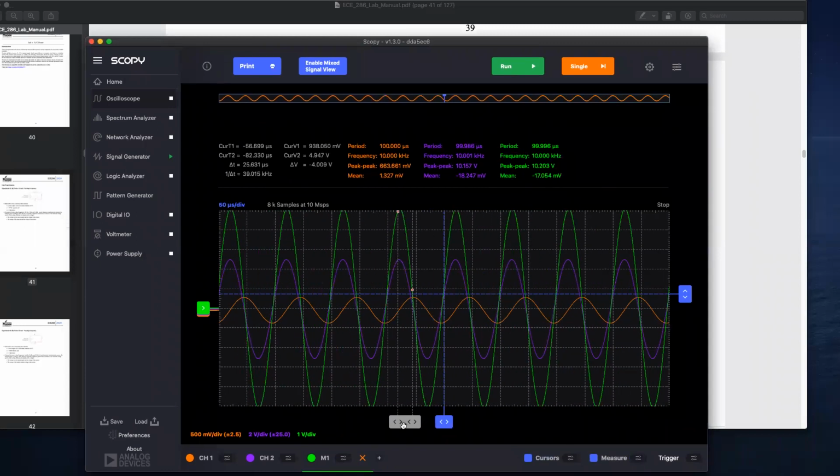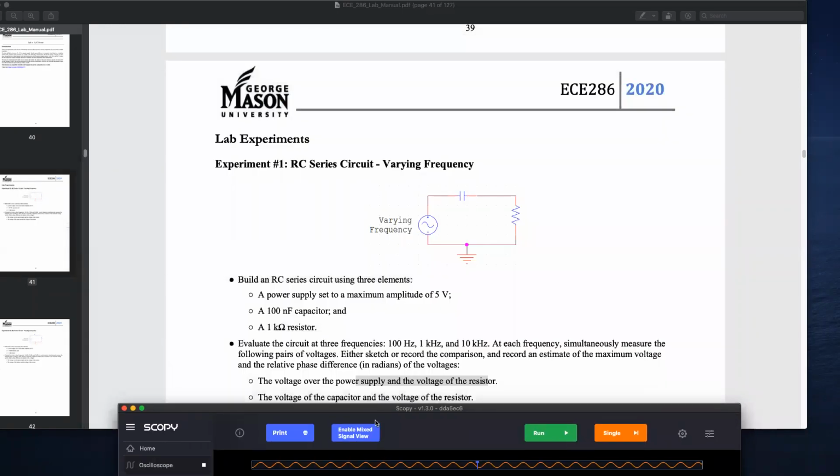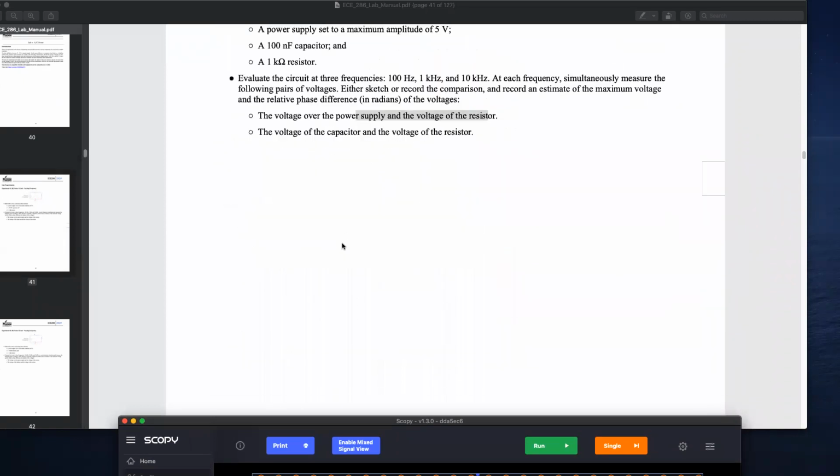Cool. So now my power supply is all the way up there, and then I'll just go to my peak of that. So it's pretty close. So I got roughly 5 microseconds. To calculate the phase shift, of course, it's 2 pi times that delta t divided by the period, and that will give you your phase difference.